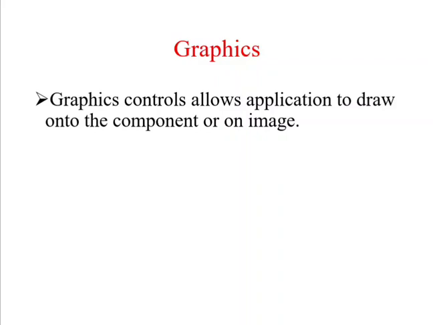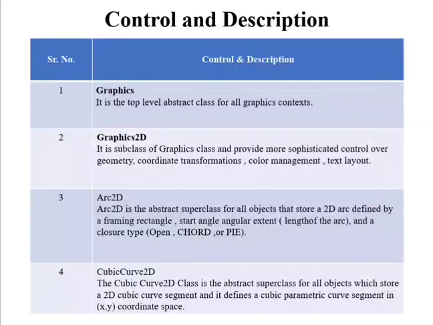Then next one is CubicCurve2D. The CubicCurve2D class is the abstract superclass for all objects which store a 2D cubic curve segment, and it defines a cubic parametric curve segment in XY coordinate space. This is the graphics control and description.